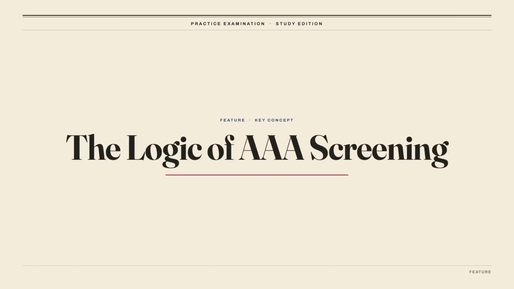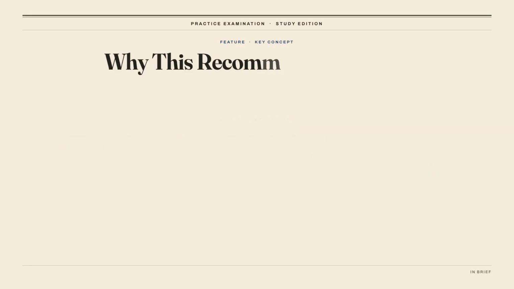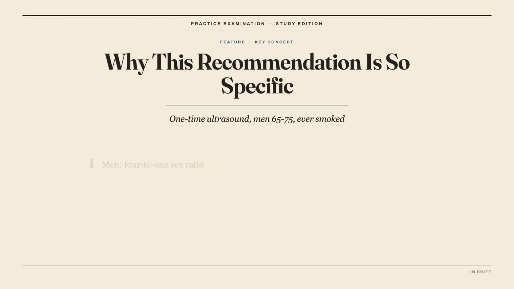Screening programs follow a strict logic, and abdominal aortic aneurysm satisfies nearly every part of it. It's common in an identifiable group, silent until lethal, detectable by a safe, cheap test, and treatable when caught early. The USPSTF recommends a one-time screening ultrasound for men 65 to 75 who have ever smoked.